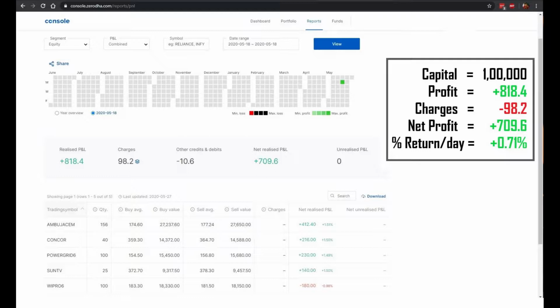As you can see here, our capital was 1 lakh. The brokerage charges about 100 rupees. So our net profit is 710 rupees, which is 0.71%. This strategy performed really well today. And if you scale this up to a capital of 10 lakhs, then our daily return will be about 7,000. But the question is, the strategy did well today, but will it do well for a longer period of time?